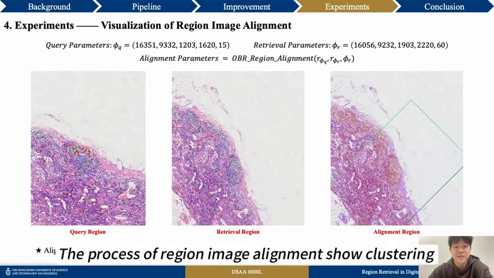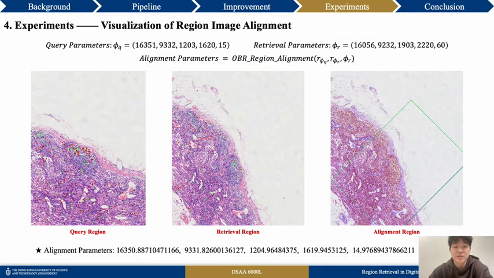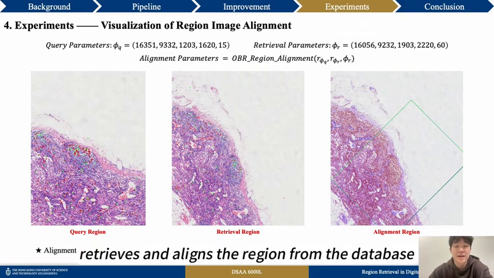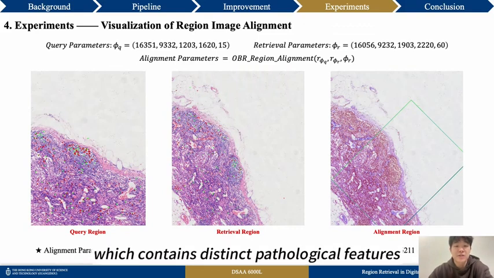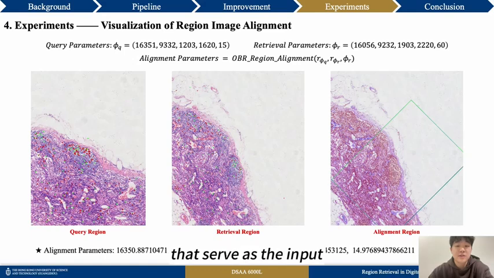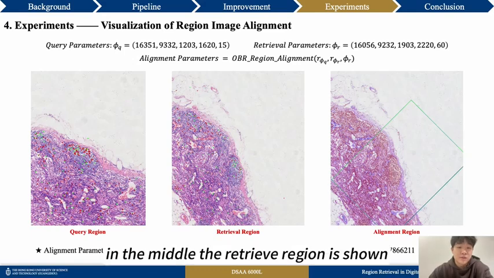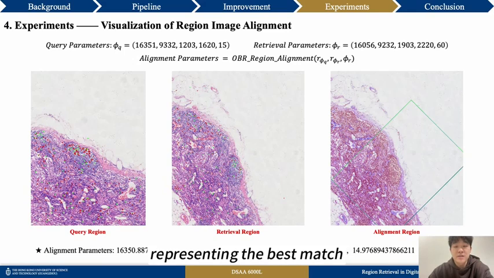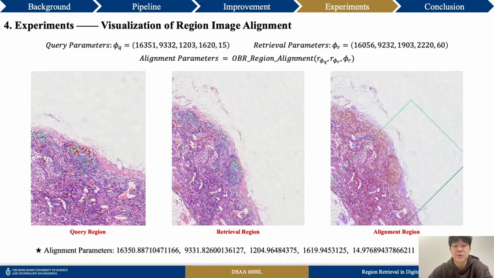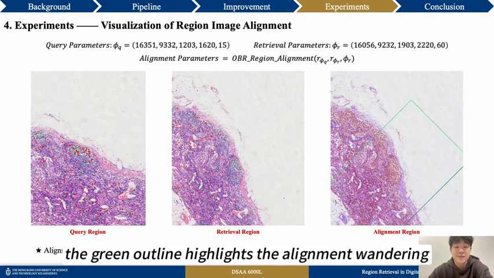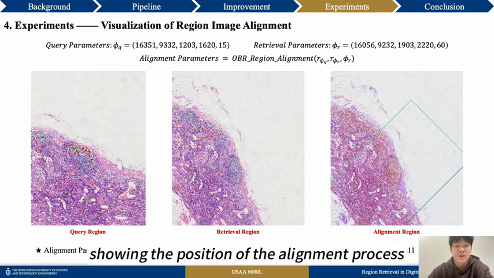And this slide illustrates the process of region image alignment, showcasing how the system retrieves and aligns a region from the database to match the query region. On the left, we see the query region, which contains distinct pathological features that serve as the input. In the middle, the retrieved region is shown, representing the best match identified by the system based on the similarity matrix. On the right, the aligned region demonstrates the result after applying alignment parameters to adjust the retrieved region to match the query region. The green outline highlights the alignment boundary, showing the precision of the alignment process.